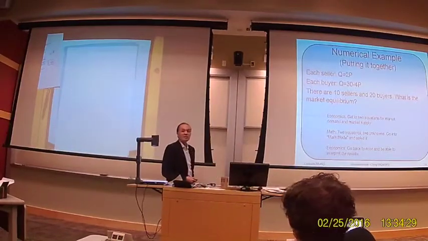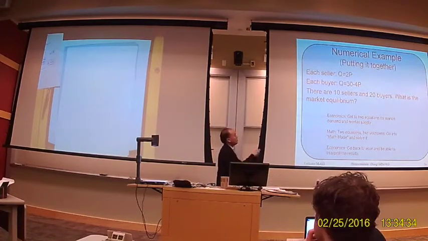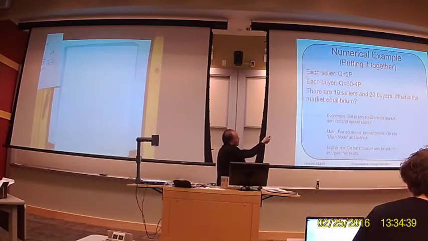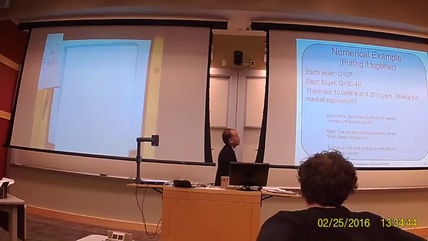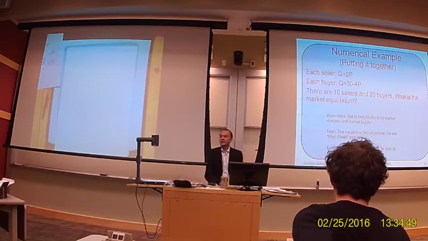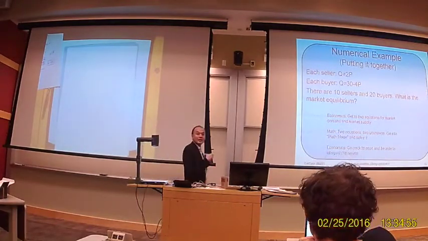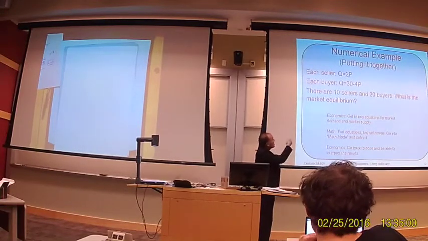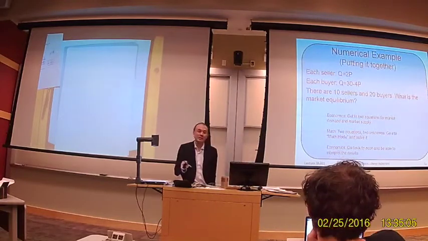Okay. So let's give a numerical example. And you should be able to do this. There's nothing new here. It's just putting it together in all the steps. So each seller has a supply curve of Q equals 2P. Each buyer has a demand curve of Q equals 30 minus 4P. There are 10 sellers and 20 buyers. What is the market equilibrium? That is one of my favorite exam questions of supply and demand because it forces you to use a little math, a lot of thinking. And I've just asked you to get to the answer without showing you the steps, so I'm testing whether you can slow down and do it step by step.